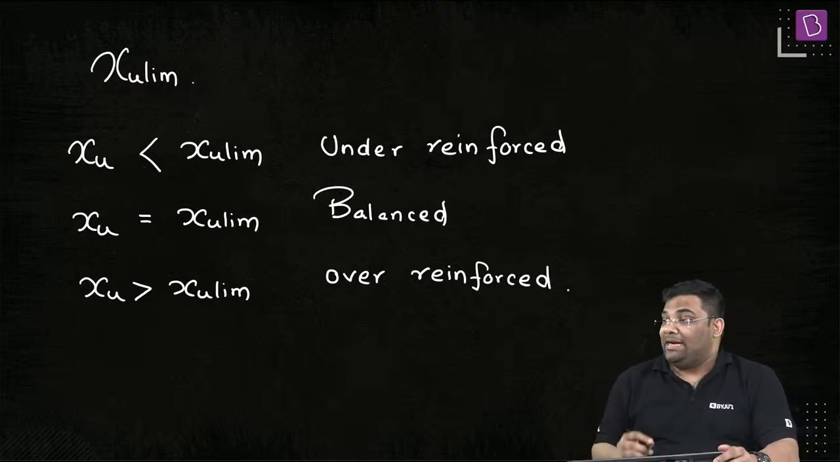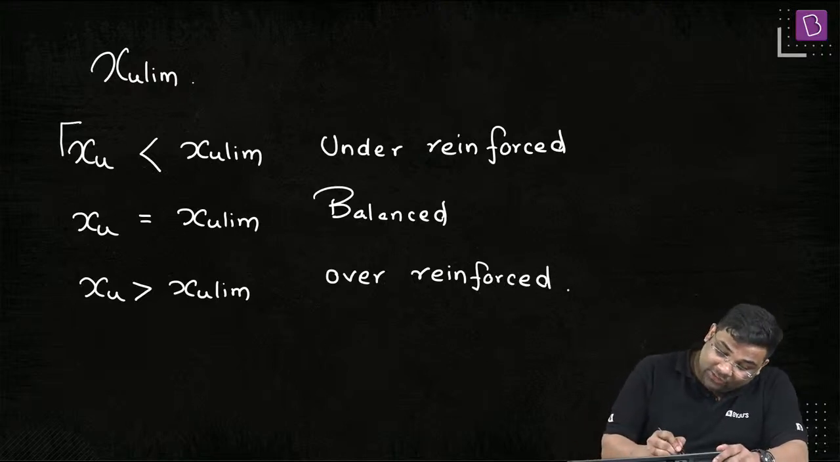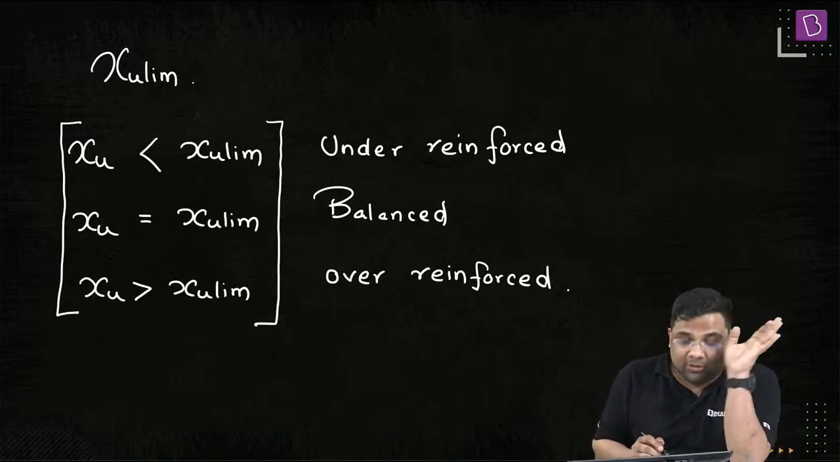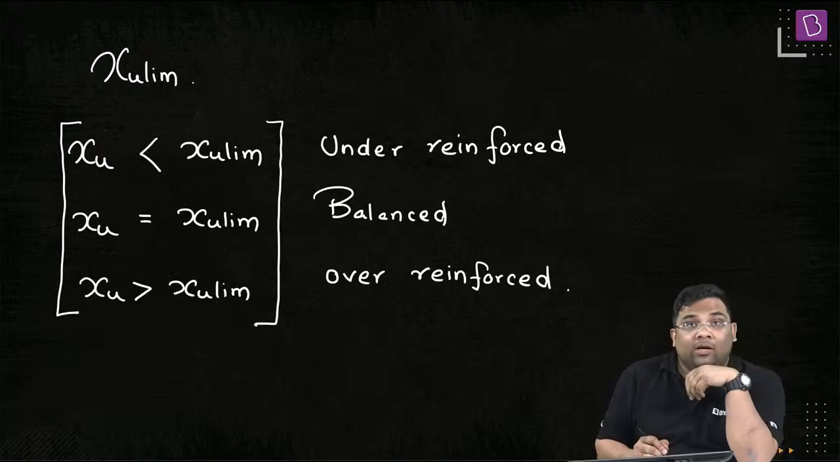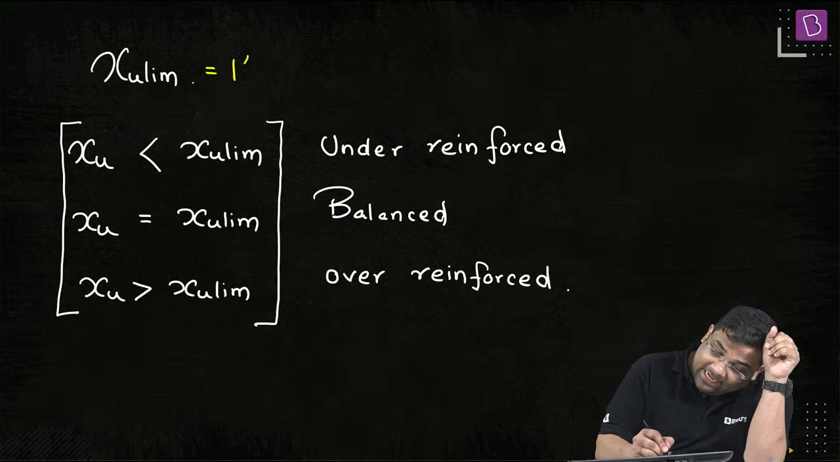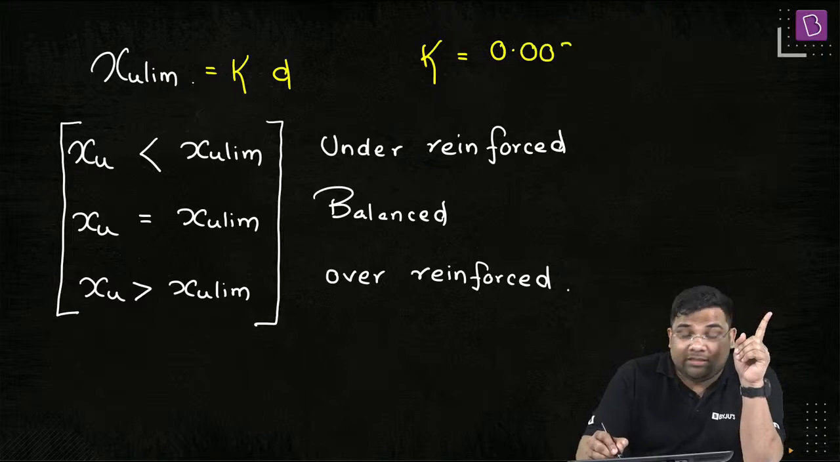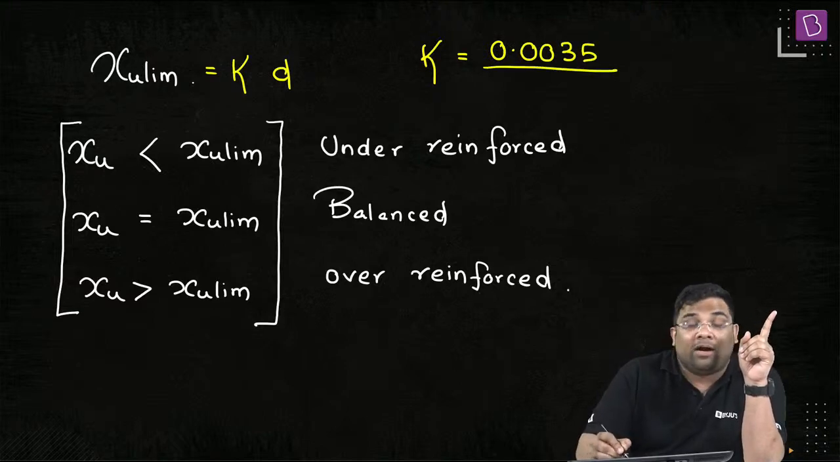Now, how to find out? We are finding this by comparing Xu and Xu limiting. Xu, we understood how to find out: C is equal to T. Now, how to find out Xu limiting? That is simply K into d, where K is how much? The K equation you have to remember, this is 0.0035 divided by what?